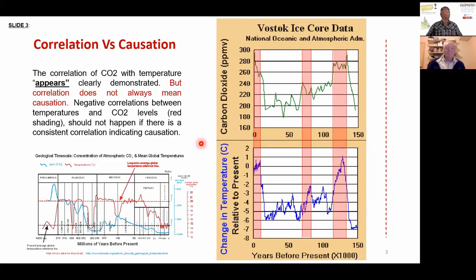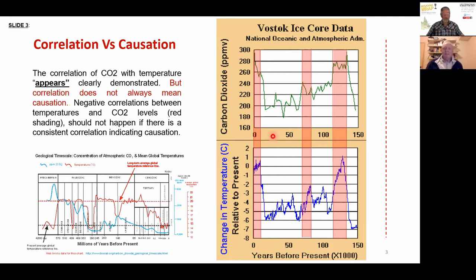Now, I also want to look at the relationship between CO2 and temperature, and the relationship that is generally described as carbon dioxide added into the atmosphere causes an increase in temperature. We can measure the carbon dioxide content in the atmosphere and measure temperature over time, and we can see a correlation between the two. So here's a couple of diagrams.